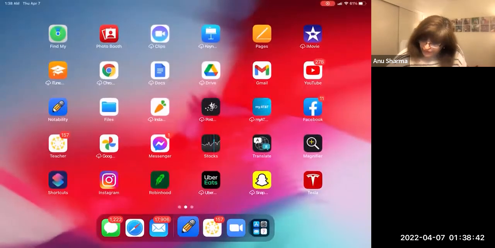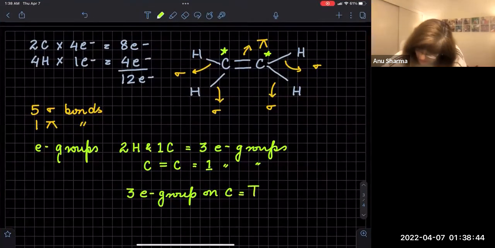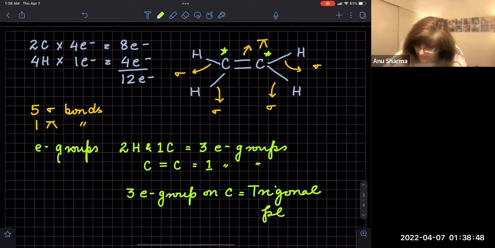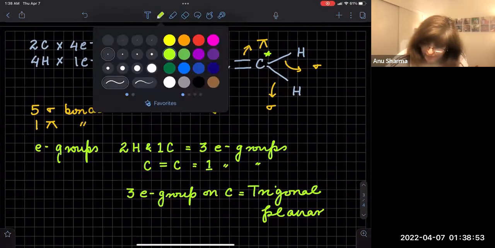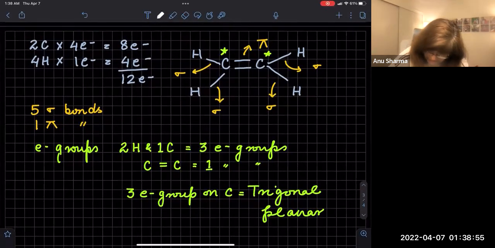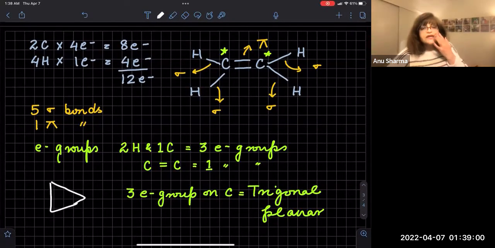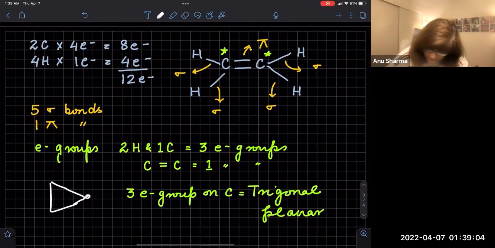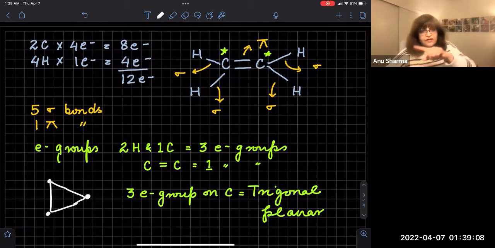So let's go back here. This is trigonal planar. Trigonal planar means like the shape of a pizza. These are just electron clouds, right? So it is the shape of that electron cloud. If this is a carbon here, then between this hydrogen and this hydrogen, it's like a triangular cloudy region.